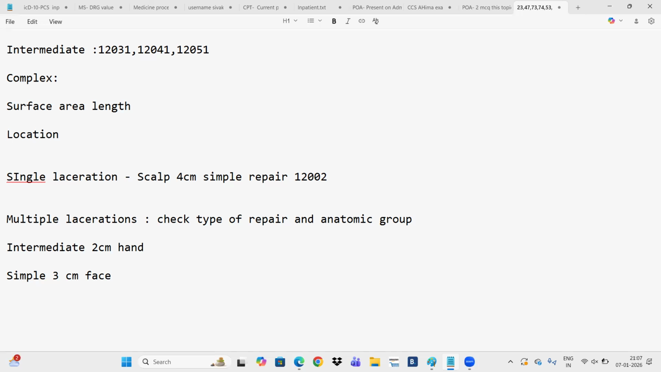First we will do the intermediate code. 12031 and 12002. First we will do the intermediate code, then add on simple. We will code differently. The sequence is first intermediate, then simple.